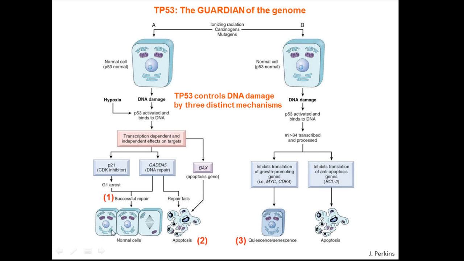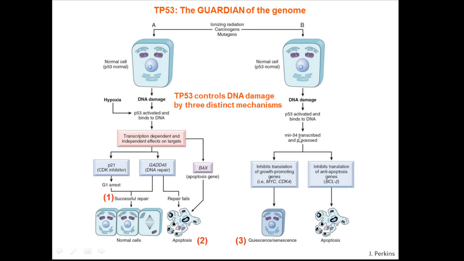If it happens, cells are happy, things are back to normal. If this fails, then P53 says to BAX, which is an apoptosis-inducing gene, kill the cell. If repair fails, the body cannot tolerate having cells with mutant DNA, because that's the pathway towards cancer. So there are two effects here. The third one is a different pathway.